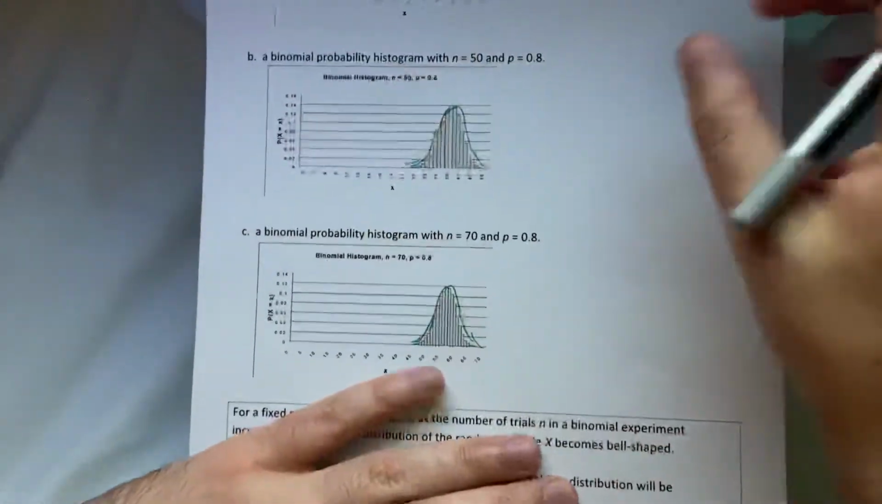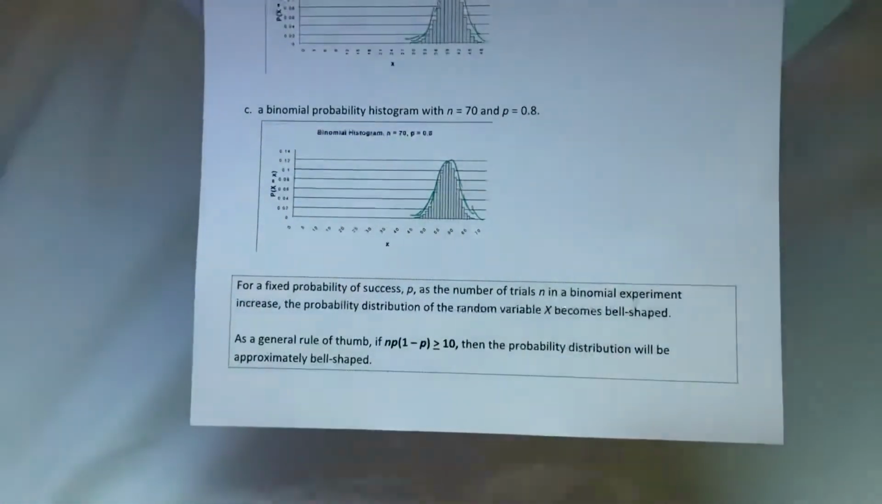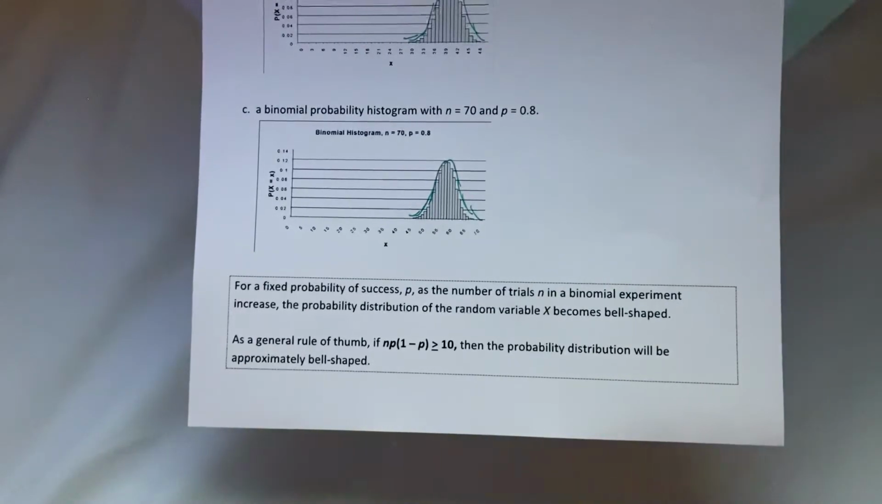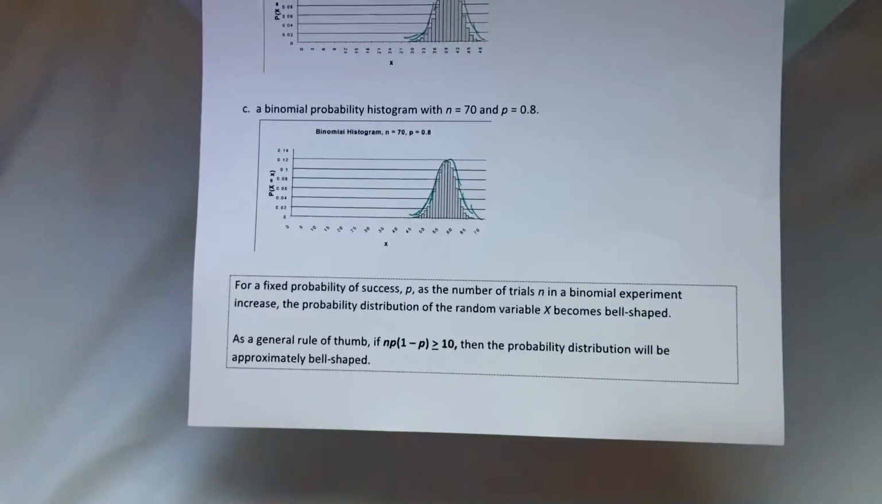Why is this important? Generally, for a fixed probability of success, as the number of trials in a binomial experiment increases, the probability distribution becomes bell-shaped regardless of how the data is. It'll eventually become bell-shaped looking. As a general rule of thumb, if n times p times 1 minus p is greater than or equal to 10, then it should be approximately bell-shaped.